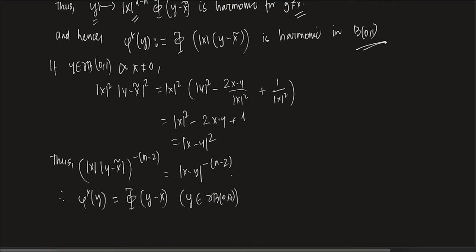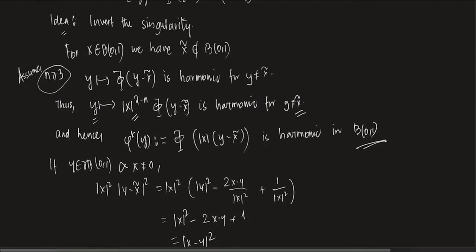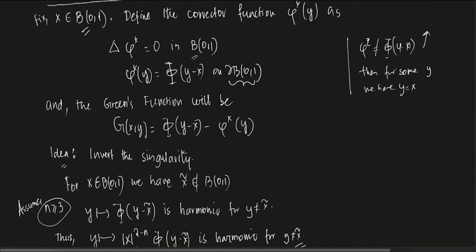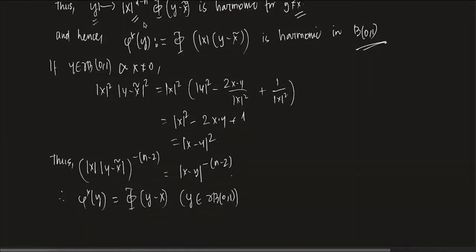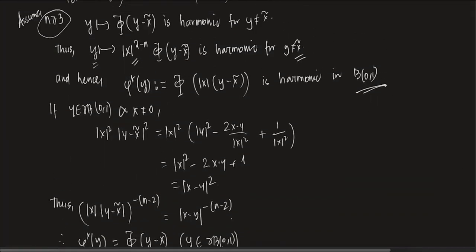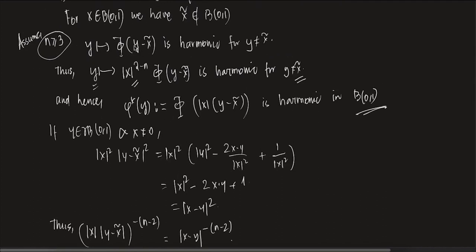Is this clear? I want my phi x of y to be the fundamental solution at y minus x. It should be equal to the value of the fundamental solution at y minus x. If I'm choosing only phi of y minus x, that is never going to be phi of y minus x tilde on the boundary, for x in B01. It cannot happen.